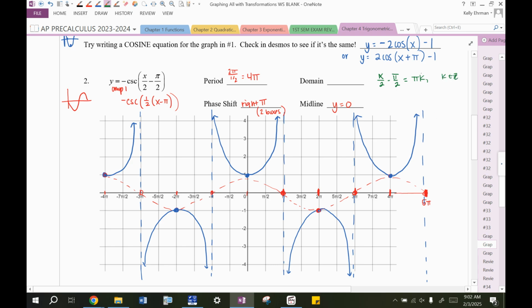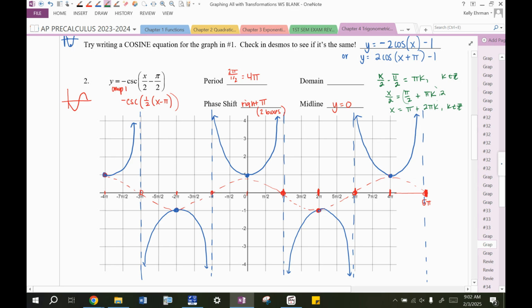And so you would need to solve for this. To solve for x, you would add pi over 2. So now it's pi over 2 plus pi k. And then to get rid of the divided by 2, you would multiply everything by 2, including the k term. So this would become pi plus 2 pi k. And then double check your graph to see if that works.